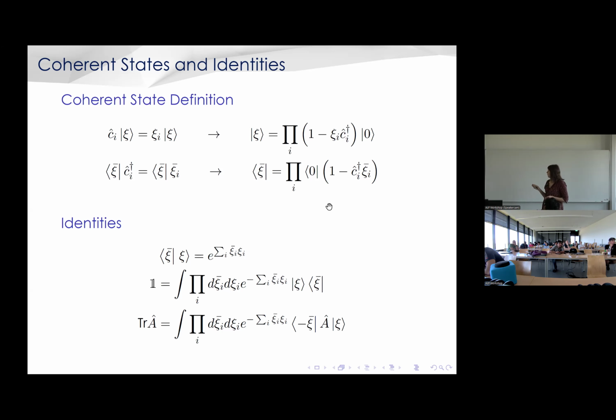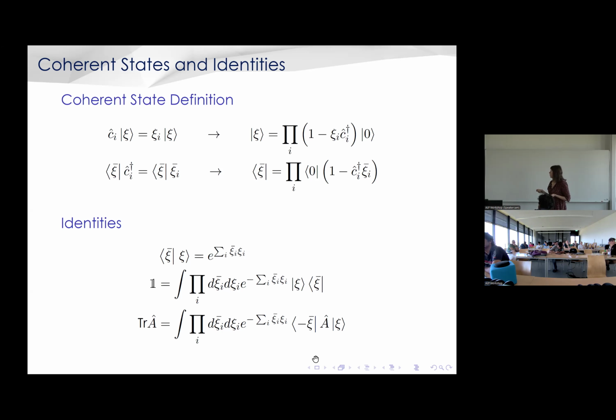And basically using these definitions, one can prove that you can get the identity with this integral involving coherent states. And then one can get the trace of an operator by using this integral. And this is important because this is what allows us to go from what we had, a trace of a product of operators that were all these bilinear, exponentiated bilinear operators. And now we can write it as an integral first by using this trace and putting these coherent states on either side of the operator and integrating over them.